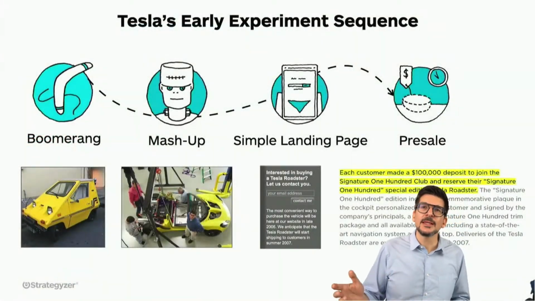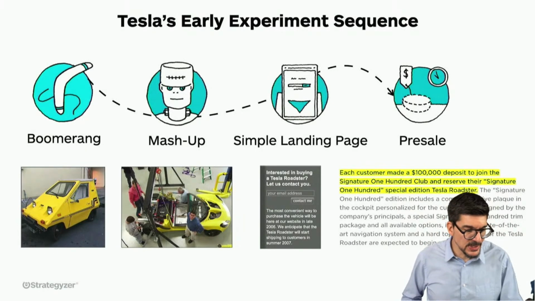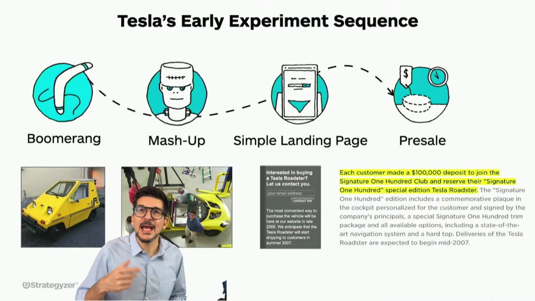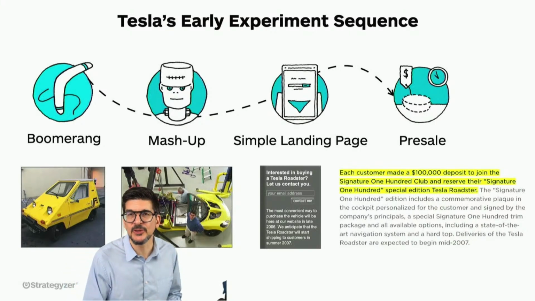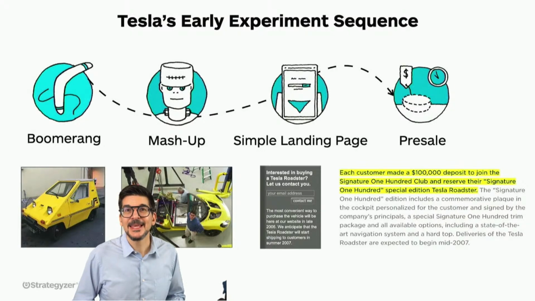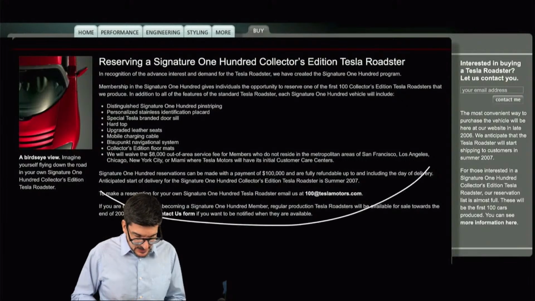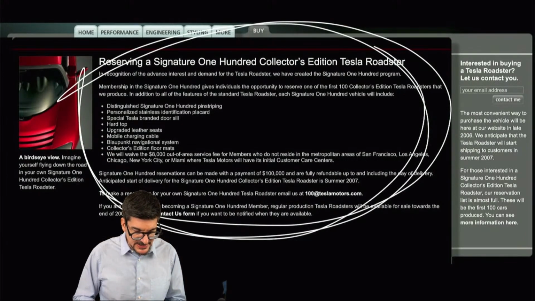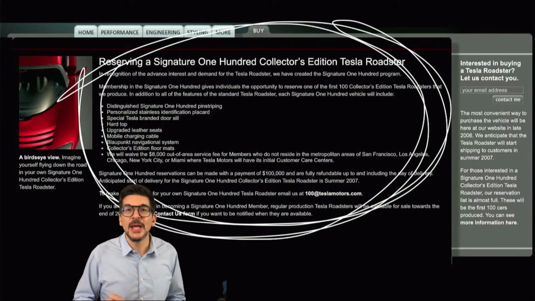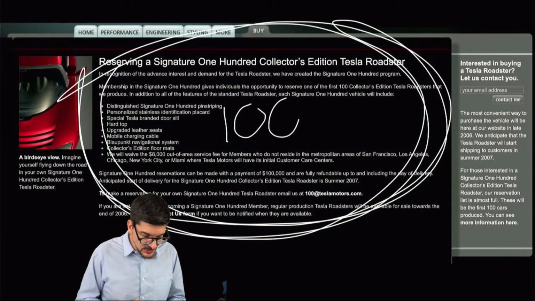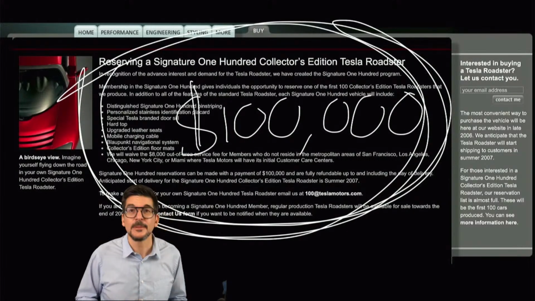So they didn't stop there. They said, well, okay, it's very easy to give an email. But what if we did a so-called pre-sale? What if we asked people to put real money on the table to prove that they were interested? So they went on and they put on the website here the possibility to reserve a Signature 100 collector's edition Tesla Roadster. And you would have to pay $100,000 to reserve your car.